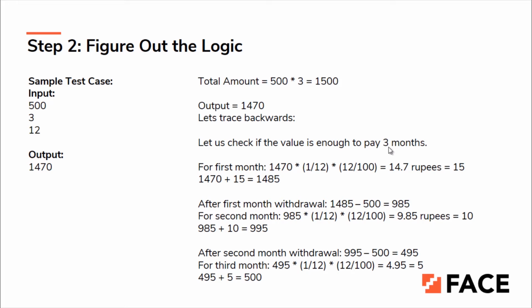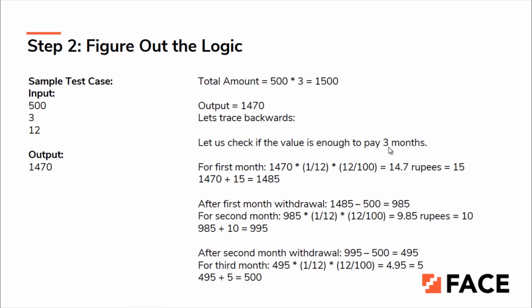By the end of the third month, let's figure out the interest amount that is being added to the sum 495. So, 495 into 1/12 of 12% will give you 4.95, which is equal to 5 rupees. So, when I add, it is equal to 500. So, by the end of the third month, when you try to withdraw 500 from the account, it is there. So, by backtracking also, we understood that 1470 rupees is enough to pay 500 for 3 months if the bank is giving us 12% rate of interest per annum. Now, we understood the question properly.